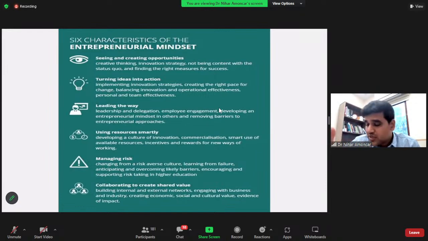And they lead. So you absolutely said leadership. So leadership and delegation, engaging the employees, communicating with others. This is absolutely an important trait to have. They also use resources very smartly, okay? So when I say using resources smartly, that means they know how to optimize whatever is available to them, right?